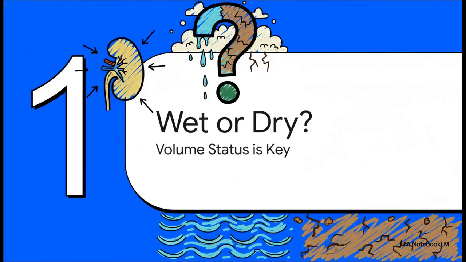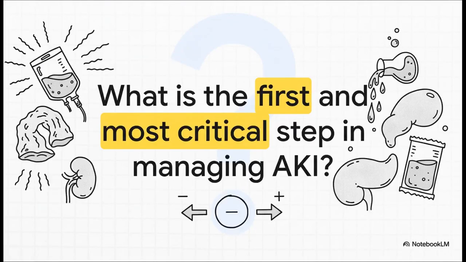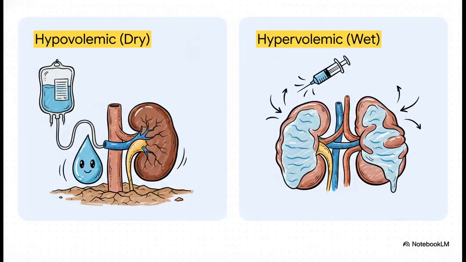When you walk into a room and see a patient with acute kidney injury, your entire thought process, your entire management plan, it all hinges on one single critical assessment. Before you even think about ordering a battery of tests or starting some complex medication, you have to answer one simple question: what is this patient's volume status? Are they dry, meaning hypovolemic, or are they wet, meaning they're fluid overloaded? And this right here is the fork in the road. It splits your whole algorithm in two.